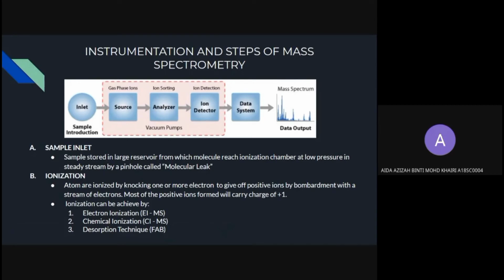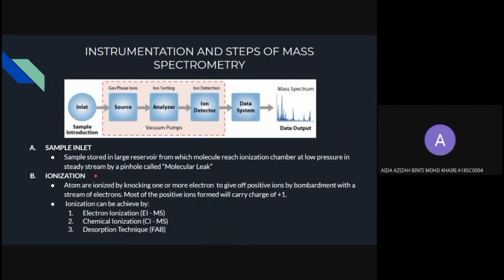Instrumentation and steps of mass spectrometry. The diagram shows the basic principle of mass spectrometry, which indicates the inlet, source, analyzer, ion detector, and data system. There are several steps of mass spectrometry, and the first step is the sample inlet, which is known as sample introduction. The sample is stored in a large receiver from which molecules reach the ionization chamber at low pressure in a steady stream through a pinhole called the molecular leak.